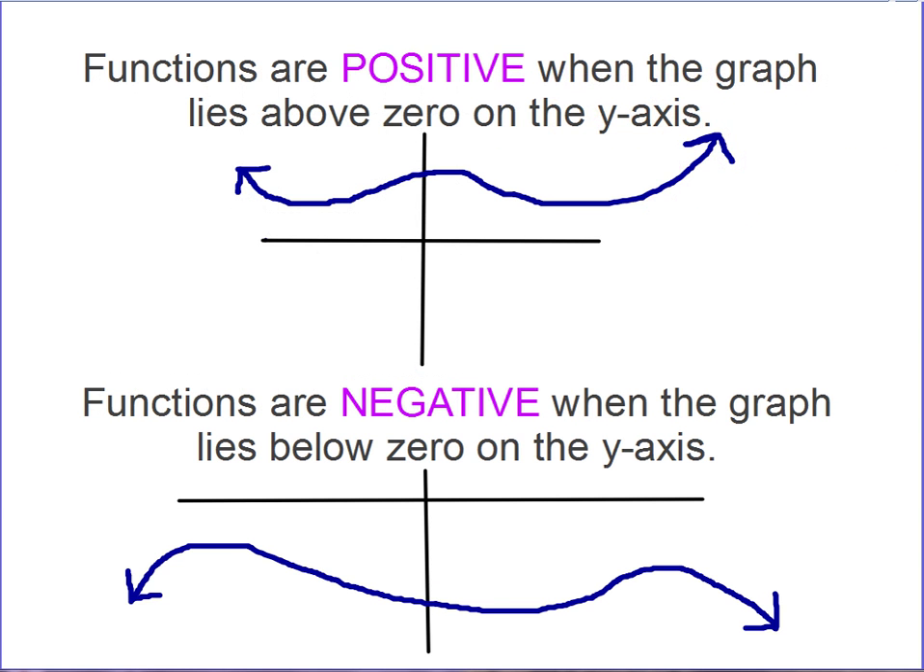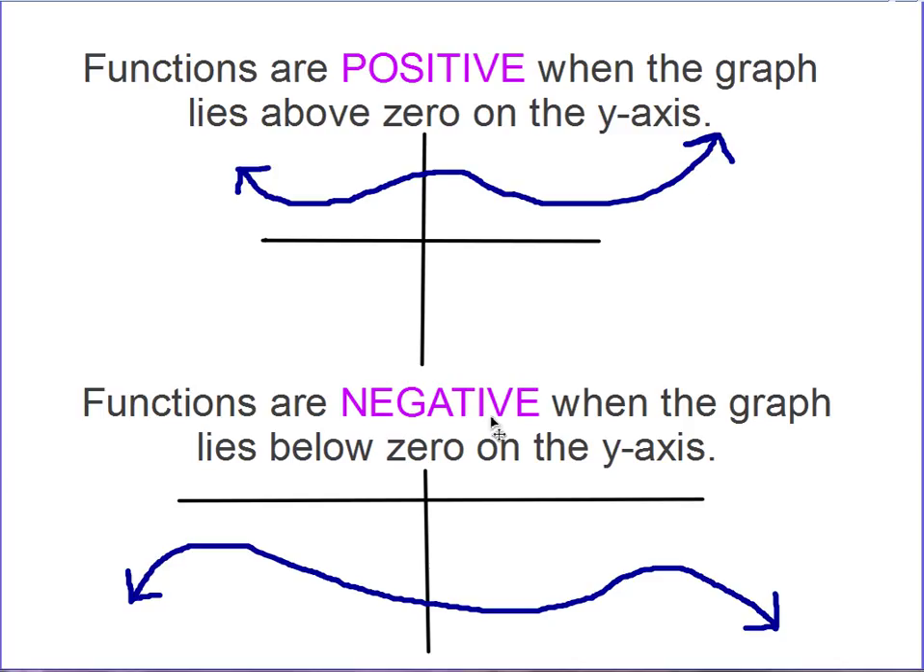All right, now let's move on to positive and negative. This can get a little bit confusing at times because we've always used positive and negative when talking about slope, and this is something completely different. Functions are positive. The official definition says when the graph lies above 0 on the y-axis. What it actually means is above the x-axis.